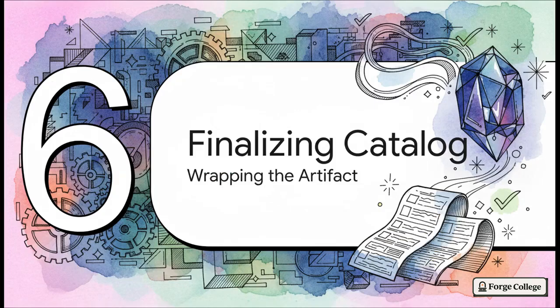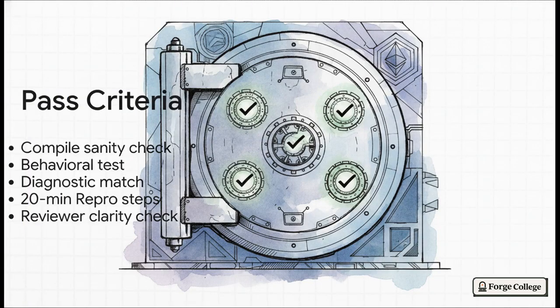Section 6. Finalizing the catalog, wrapping the artifact. But hey, once your draft flawlessly passes those checks, congratulations! You've successfully created a robust, finalized artifact that is ready to be added to the official pattern catalog. Completing these 5 sanity checks, the compile check, the behavioral test, the diagnostic match, the 20-minute time box, and the reviewer clarity check, guarantees that your translation is bulletproof. Meeting these pass criteria means your entry preserves the exact behavior of the EVM contract without any SVM ambiguity whatsoever.